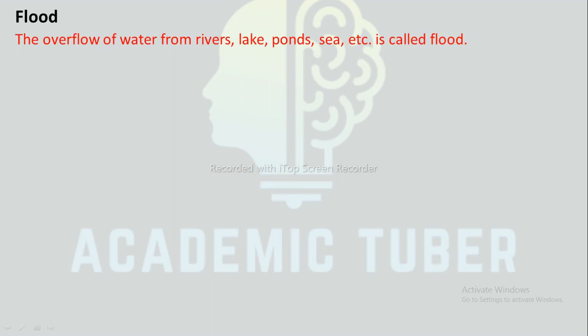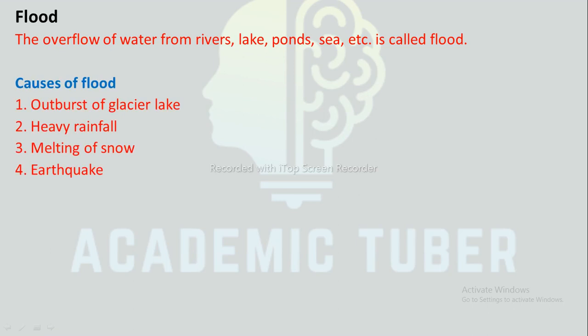Flood. The overflow of water from river, lake, pond, sea, etc. is called flood. Flood is a natural disaster which occurs due to the overflow of muddy water from the river, stream, or other sources of water. It may occur due to heavy rainfall, sudden bursts of lake at the high altitude, melting of snow, earthquake, bursting of dams, etc.